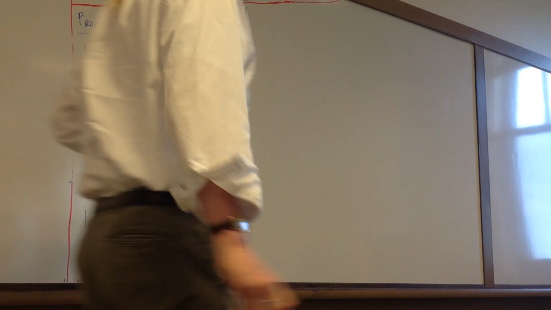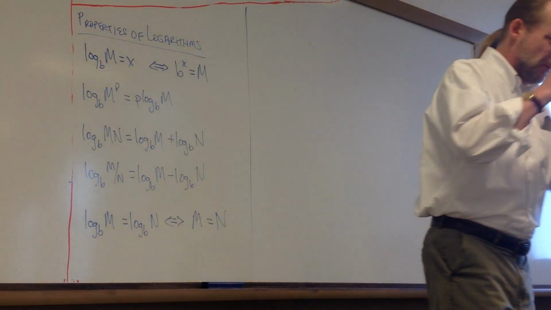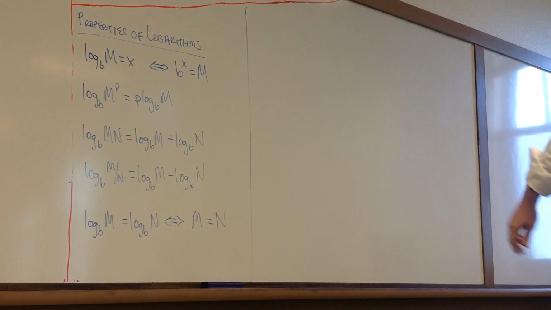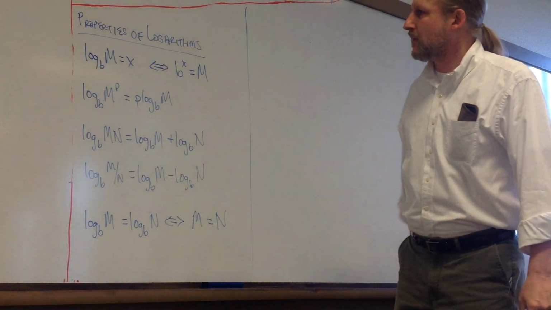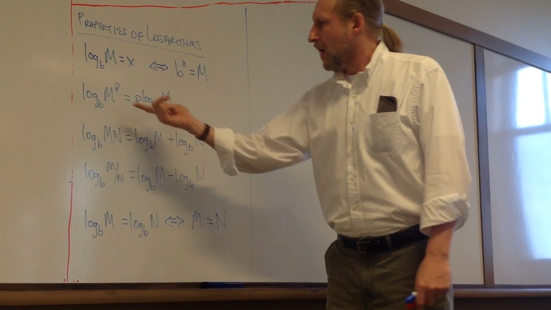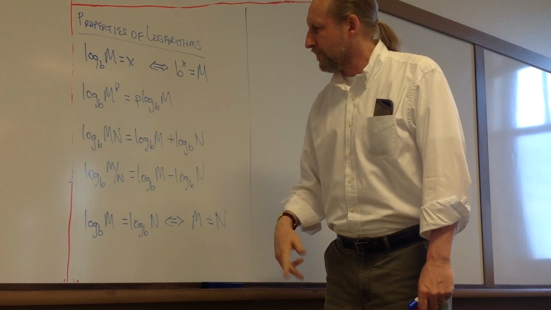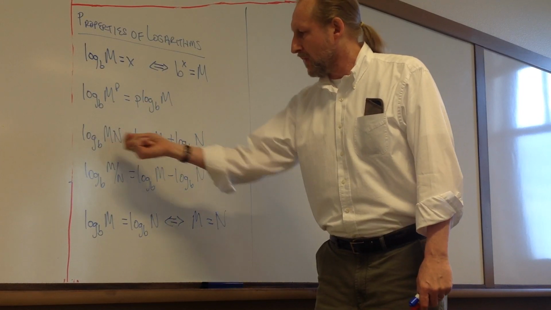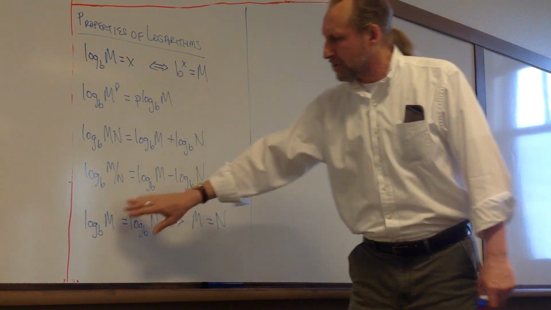Okay, this video is for the second part of section 3.4. I've got the properties of logarithms up here. Most of these we've talked about already. This is the fundamental definition of a logarithm. This is the exponent becoming a coefficient. This is the sum becoming a product and the difference becoming a quotient. This last one we haven't talked about yet.